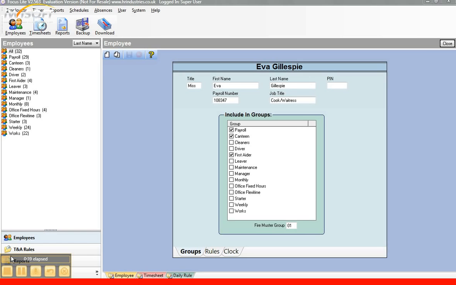Firstly, we notice how the Focus Lite has a familiar and intuitive Outlook style. This can be seen by the tree view on the left and the tabs that lie beneath it.